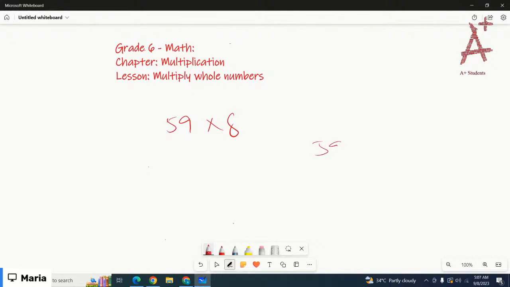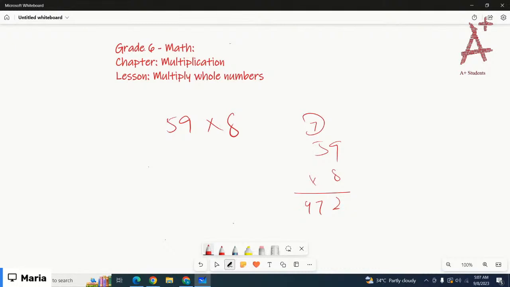Let's start with multiplying the ones digit. 8 times 9 is 72, right? Write 2 here and carry 7. Now 8 times 5 is 40 and 7 is 47. So that would be 472, right?